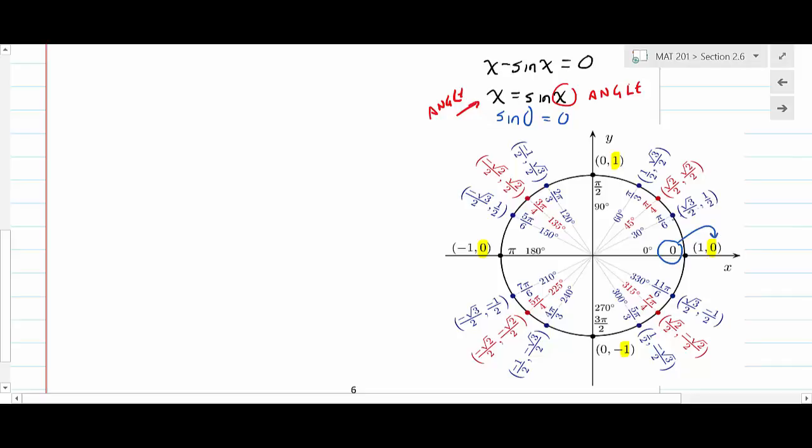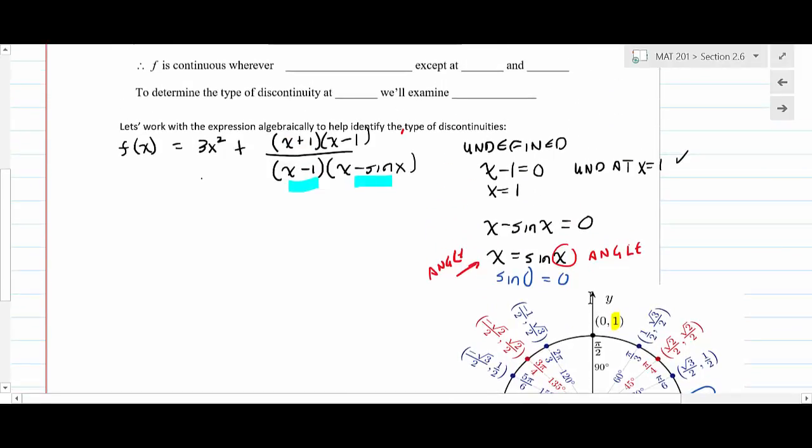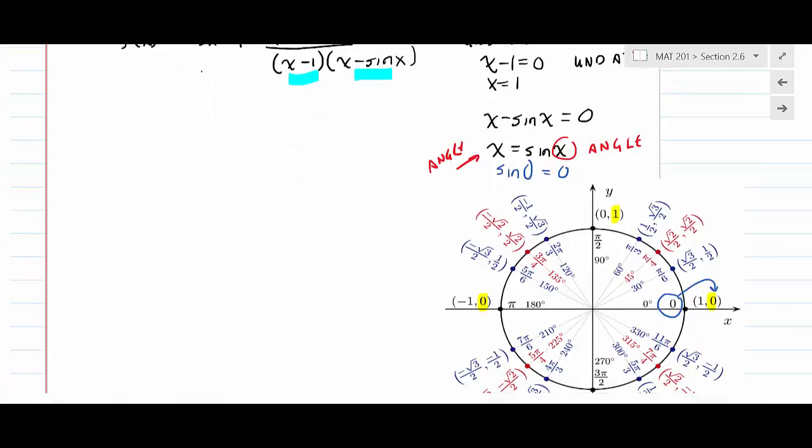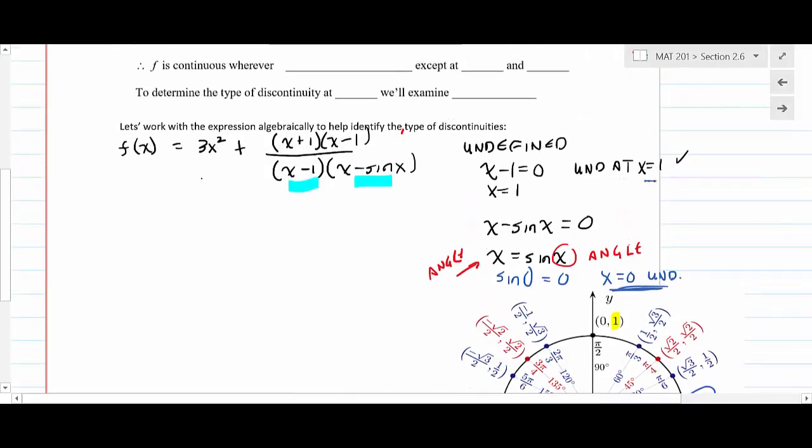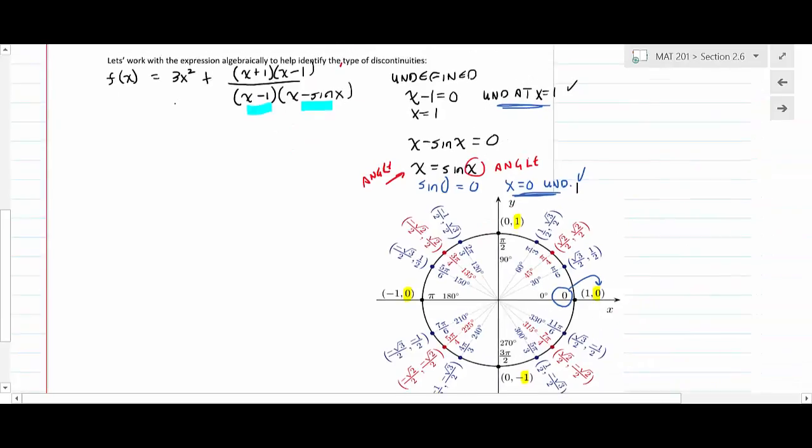If you look at this, pi over 6, that's not the y value. Pi over 4, that's not the y value. That's the only place where that happens. So that means that x has got to be equal to 0. So what we would conclude just by looking at the unit circle is that x equals 0, you're also undefined. So we have concluded this, and we have concluded that. So those are the two places this function's undefined.